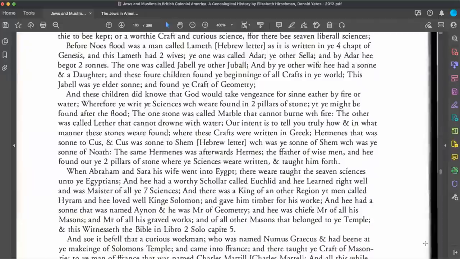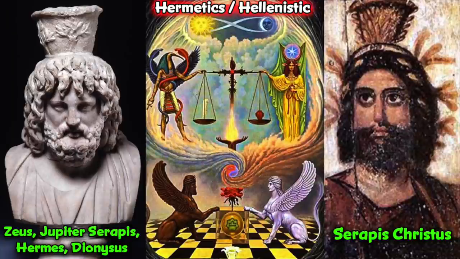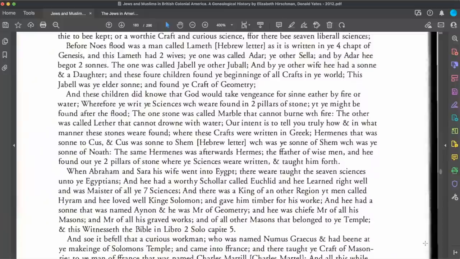written in Greek. Hermes, all right? Here goes Hermes. Who's Hermes? Thoth, right? Hermes, Hellenistic, Hermetics, Greek, Hellenistic. All right, we're going right into that. Remember, the crafts. That was son to Cush, or Cush was son to Shem, which was son of Noah.